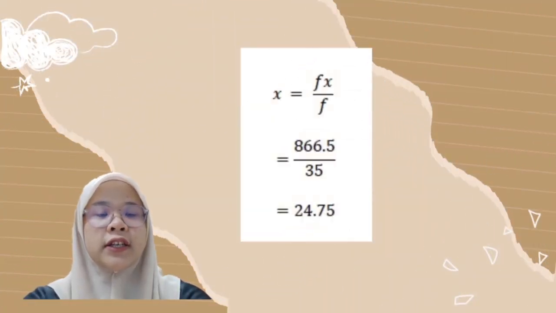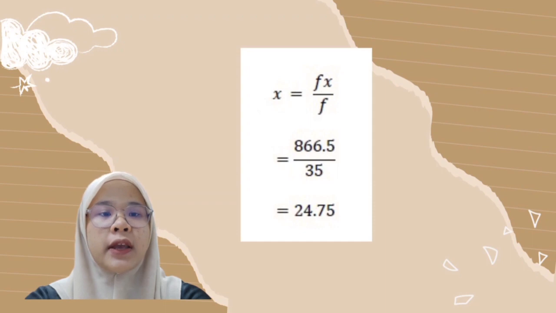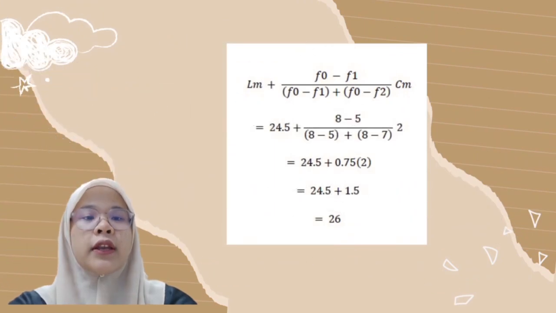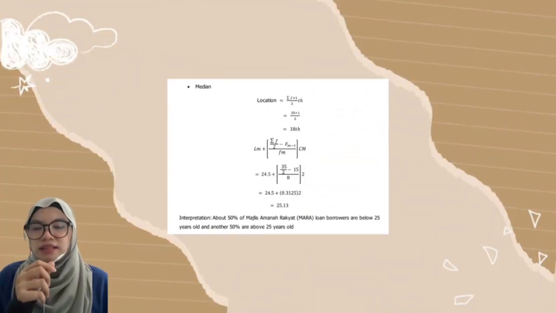For mean calculation, on average, the age of list of borrowers who applied for study loans at Majlis Amanah Rakyat, which is MARA, is 24.75. For mode, the most common age of list of borrowers who applied for study loans at Majlis Amanah Rakyat, which is MARA, is between 25 until 26. The next slide is the calculation for median.